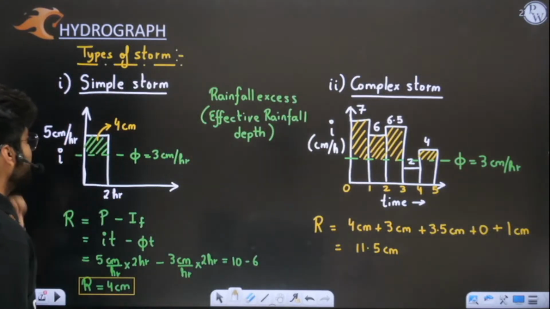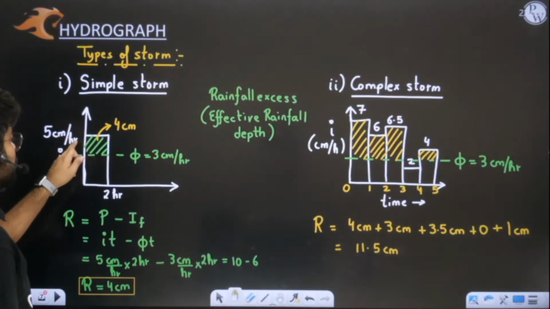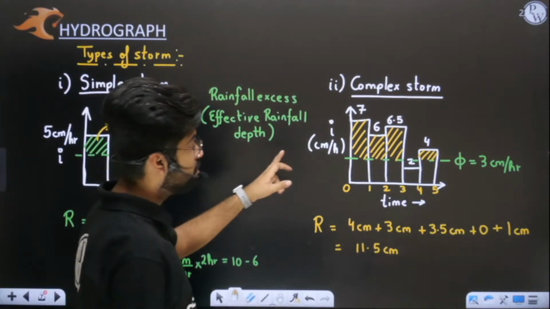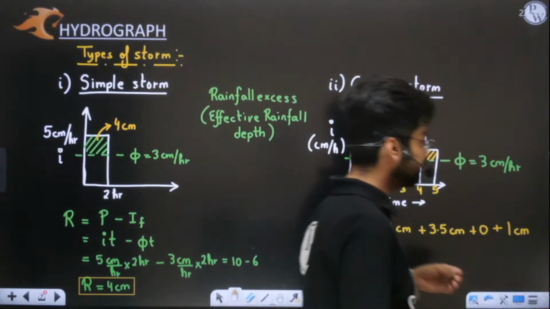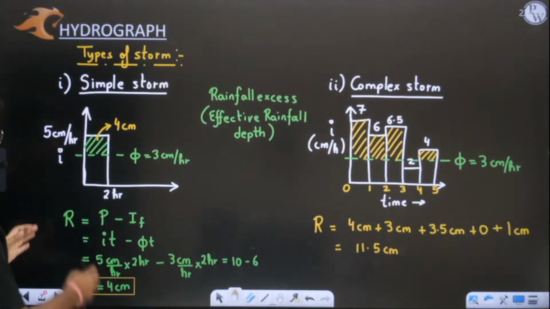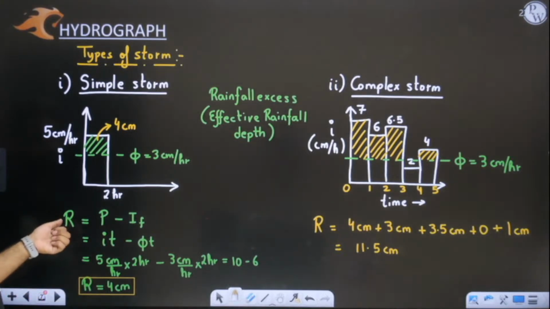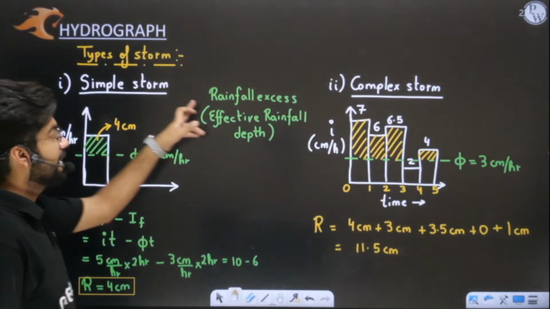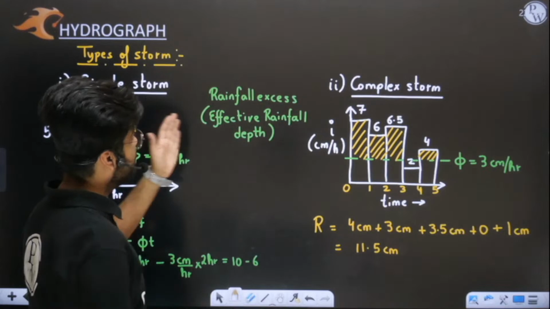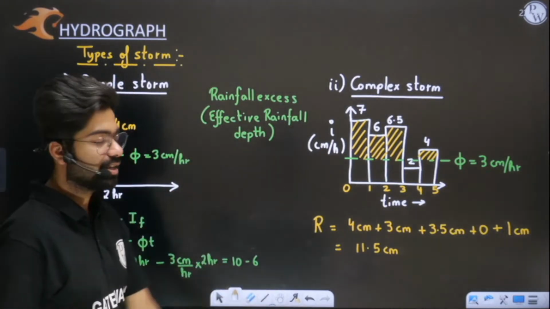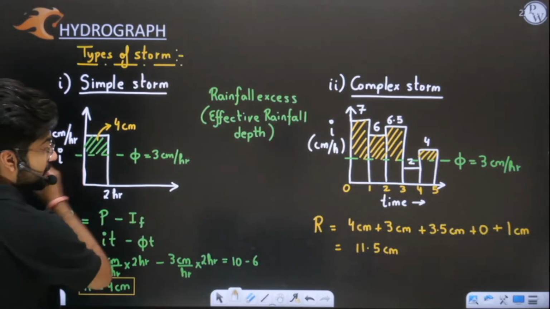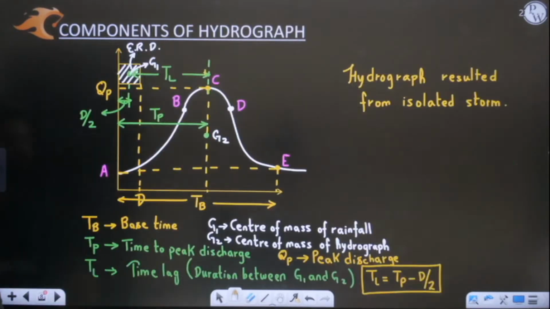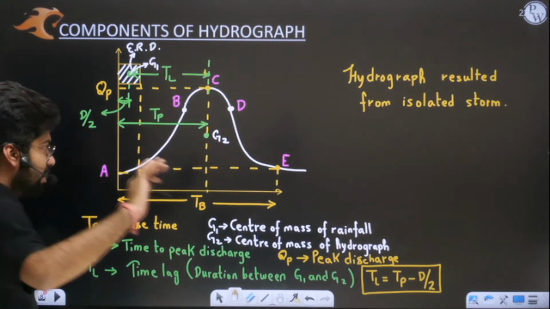Then you told us about a simple storm, sir, in which only a constant rainfall intensity is there. Then you, sir, told us about a complex storm, in which many other intensities are also there. Okay, so this was clear to me. And how we calculate runoff depth, how we calculate excess rainfall, how we calculate effective rainfall depth, that you have told me. Sir, I will simply use the formula precipitation minus infiltration. Sir, this is very, very clear to me.